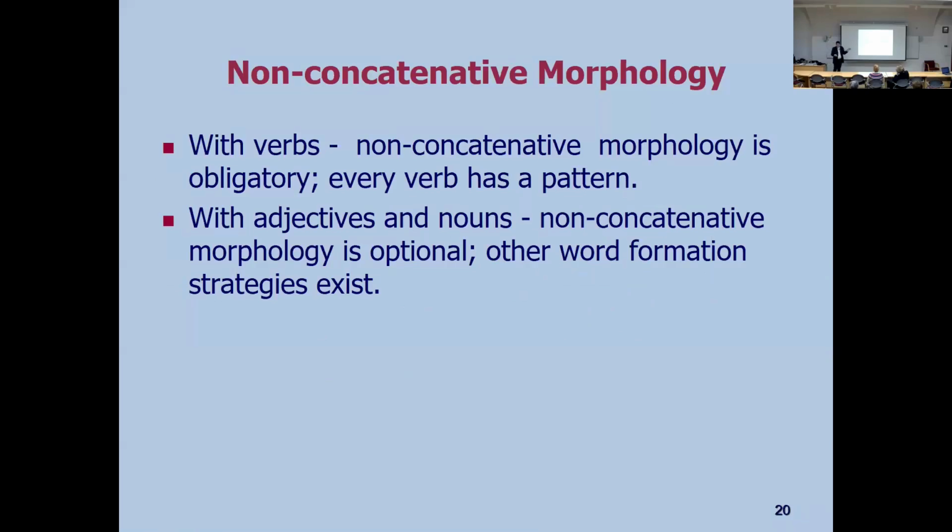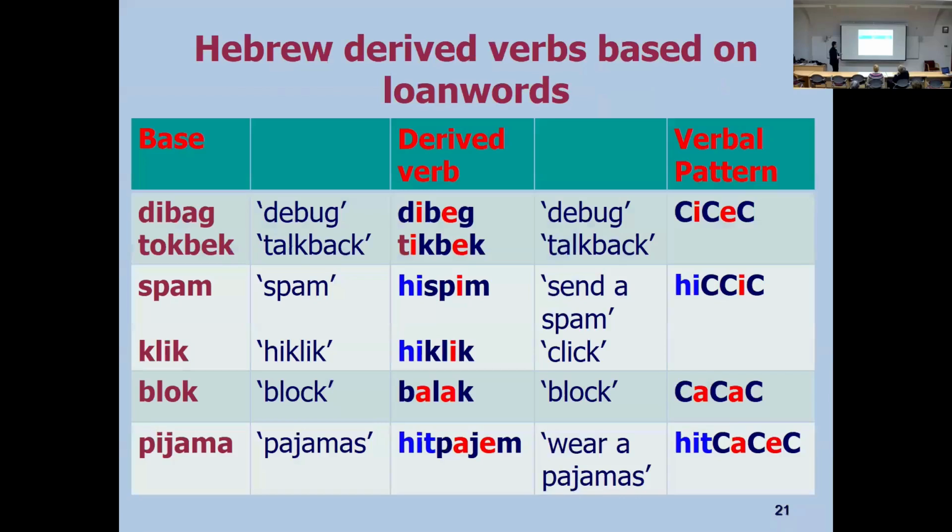Okay, so there could be different options for paradigms. As I said, with verbs, the non-concatenative morphology is a must. Every verb that enters the language, no matter where it comes from, must conform to one of the patterns. We cannot have conversions as in English, for example, when we just say to Google something up, when we just turn it into a verb like that. In Semitic languages, it must receive a pattern. For nouns and adjectives, it's a different story. We have patterns, but we also have other word formation strategies like affixation and other things.